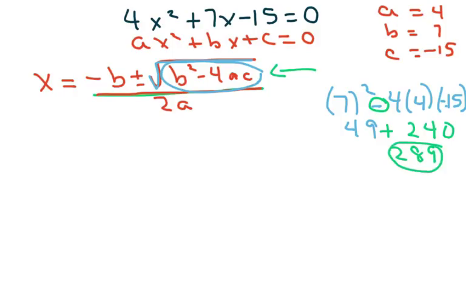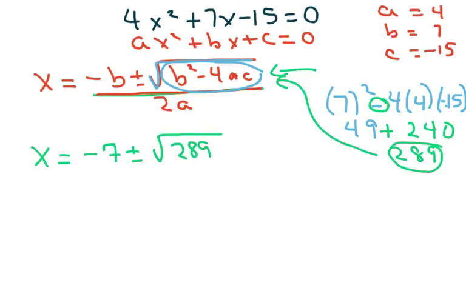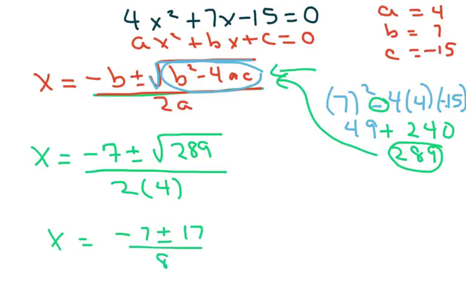Now plug this in under the radical. All right. So now we have x equals negative b. So that's negative, my b is 7, plus or minus the square root of 289, all over, make sure you put it all over, 2 times a, which is 4. Now the square root of 289 is 17. So basically what we're going to get is x equals negative 7 plus or minus 17 over 8.